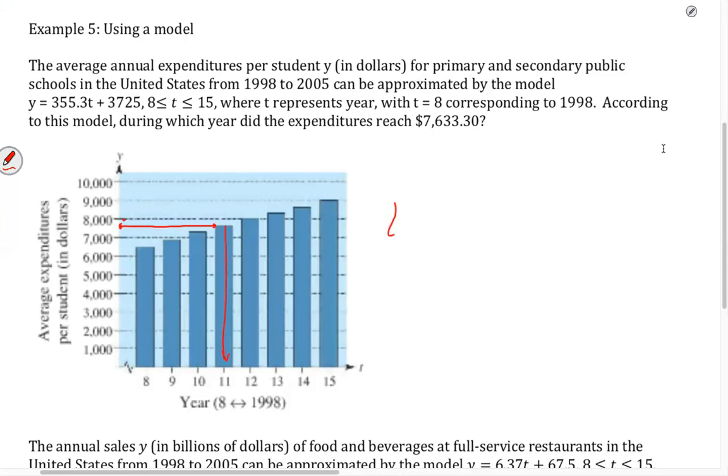So T equals 11. But here's the thing, Mark. It says which year. So year 11 doesn't make sense, really. Is it 2011 or? Not 2011. You're getting close. So let me help you out here, Mark. It says year 8 corresponds to 1998. So down here at the bottom, 8 is 1998. Do you see that? Yes.